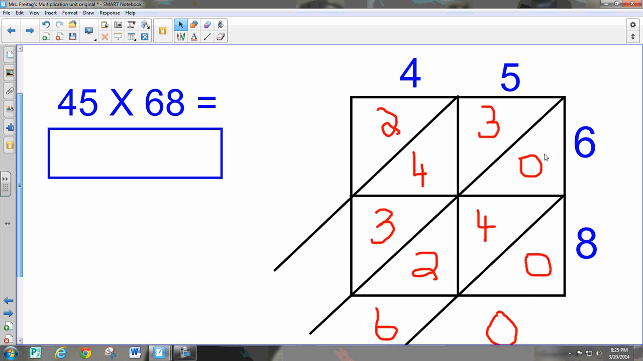So 0, 0, 4, and 2 is 6, 3, 4, and 3 is 10. So we carried a 1 up here to get 3. This is actually the complete answer to 45 times 68. It's a little more labor intensive to write it all out, a little easier on the addition side of things in comparison to box multiplication. The choice is yours. There's one example.